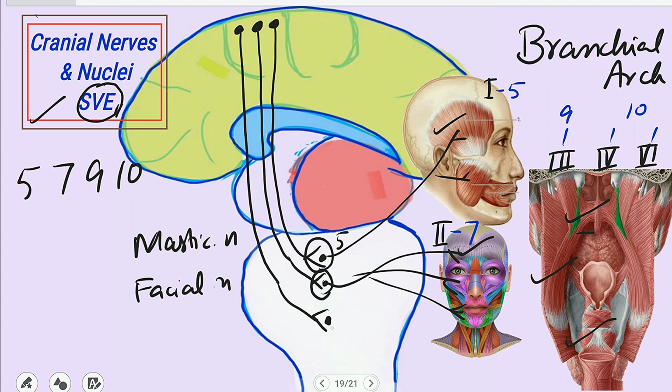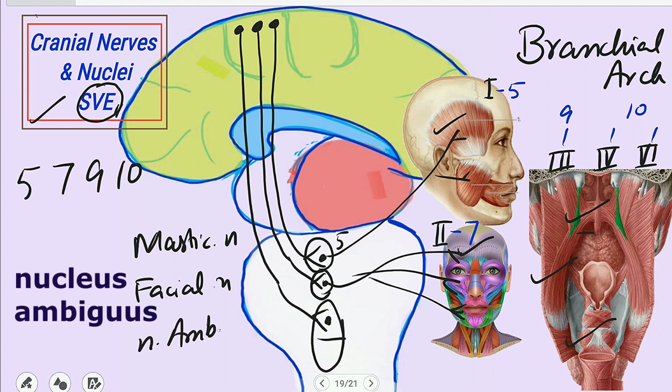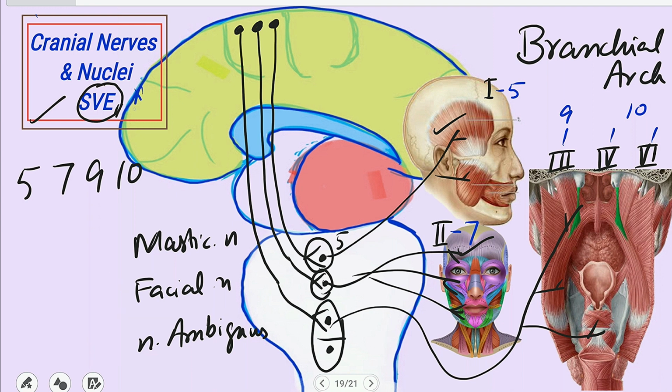And then for the ninth and 10th cranial nerves, we have a common nucleus known as the nucleus ambiguus. From here, the lower motor neurons will move towards the destination, that is the muscles of the soft palate, muscles of the pharynx, and the muscles of the larynx. So I will repeat, special visceral efferent component is about the special muscles of the branchial arches, arch 1, 2, 3, 4 and 6, and the cranial nerves are the 5th, 7th, 9th and 10th, and the nuclei are the masticatory nucleus, facial nucleus and the nucleus ambiguus.